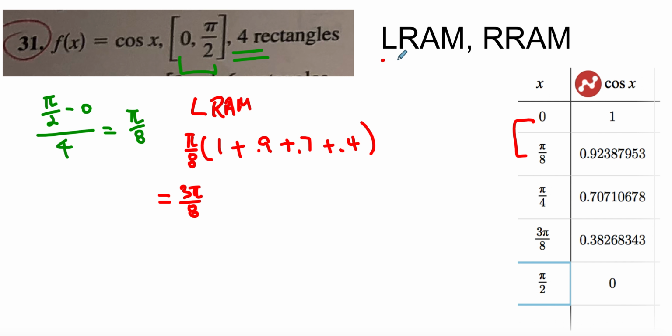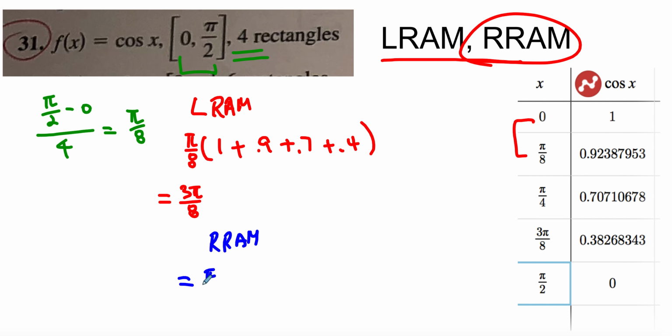How about RRAM? The right corner is fixed. My base is still the same, pi over 8. But my first value will not focus on the y value for the smaller x value; we will be fixing the bigger y value. So we're going to get 0.9.